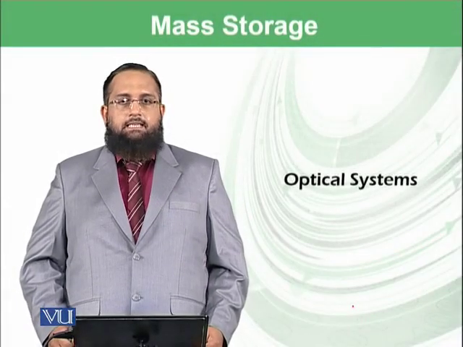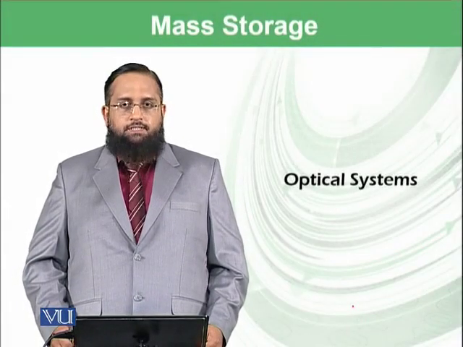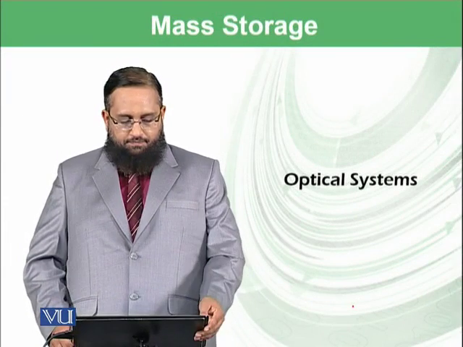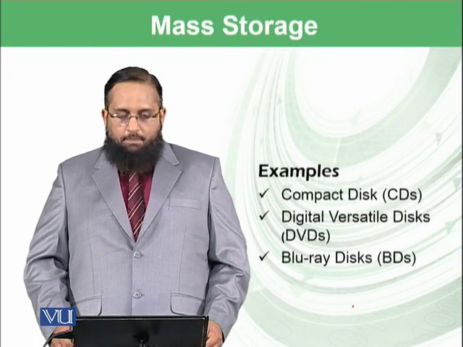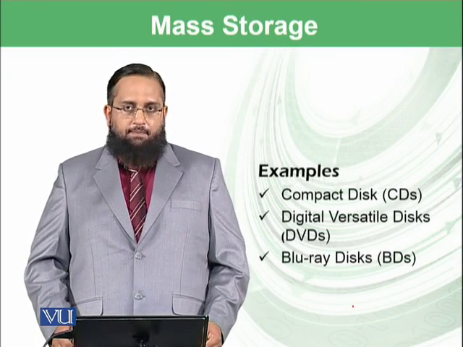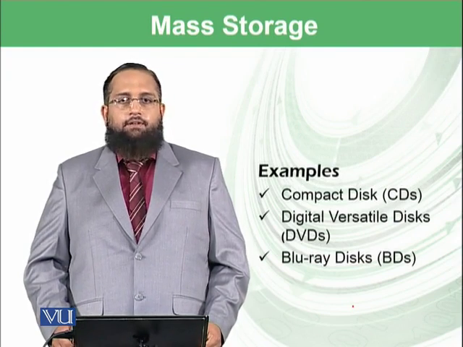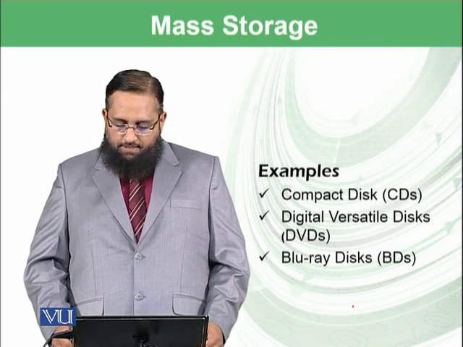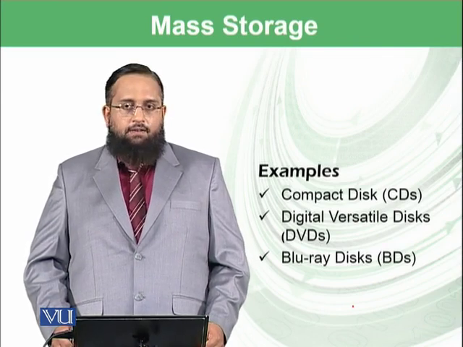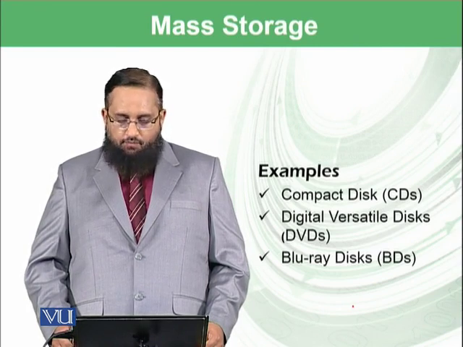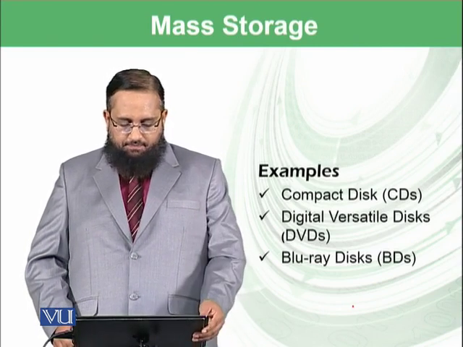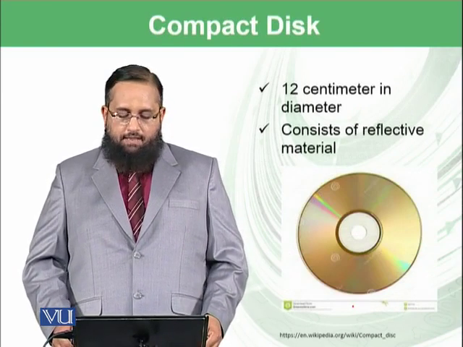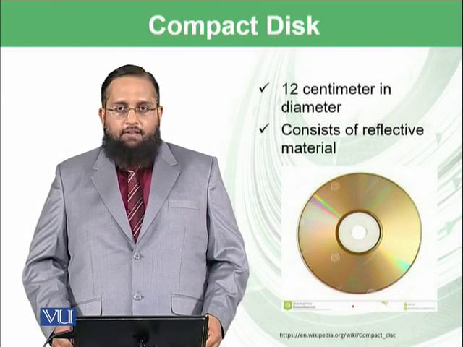Dear student, this is the second module on mass storage systems, and in this module we will discuss optical systems. Optical systems have different examples which you have seen in your daily life. For example, CDs, which are known as compact discs, digital versatile discs (DVDs), and Blu-ray discs, which are also known as BDs. Normally the compact disc is 12 centimeters in diameter and consists of reflective material.